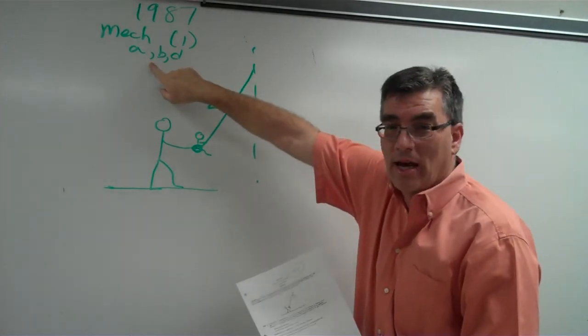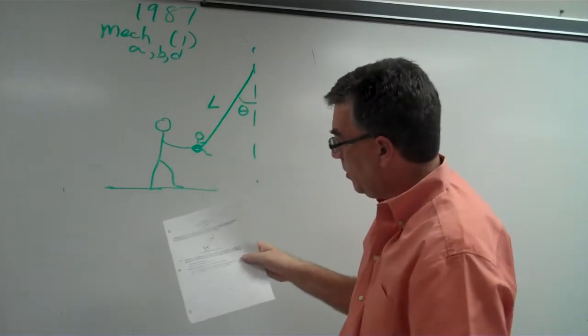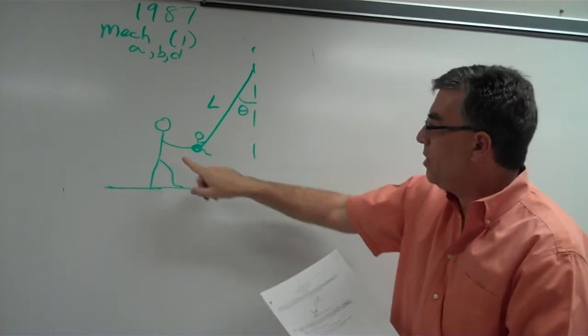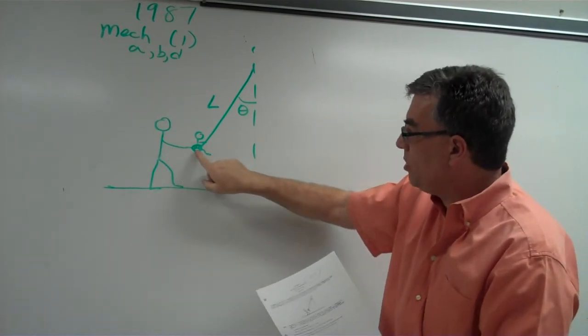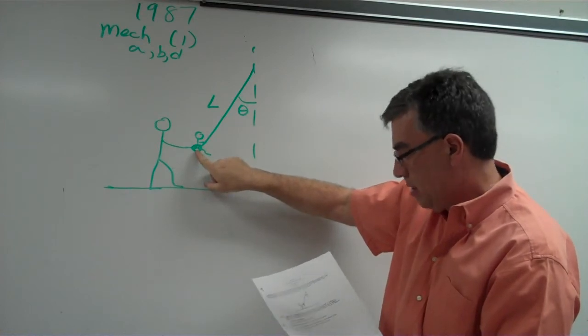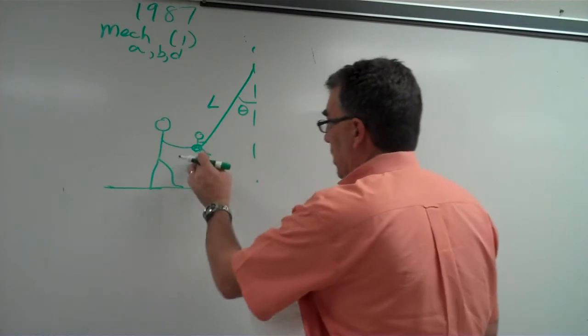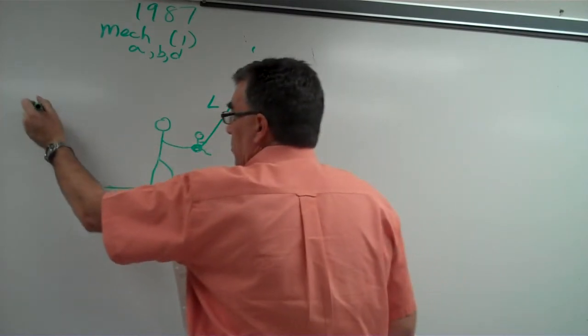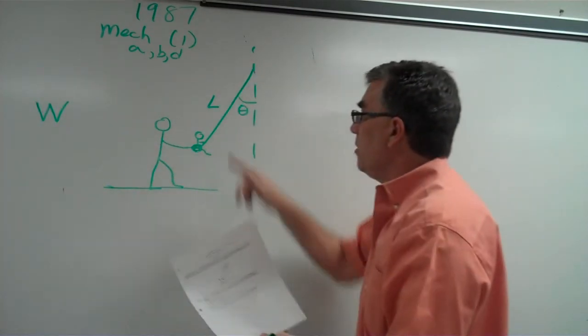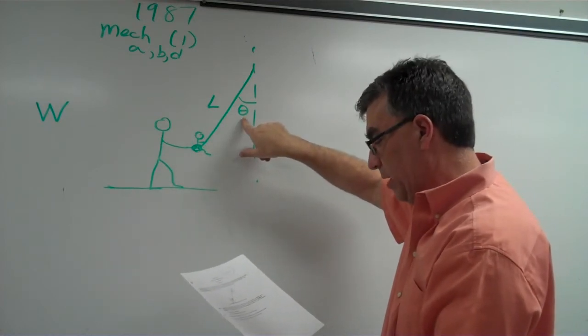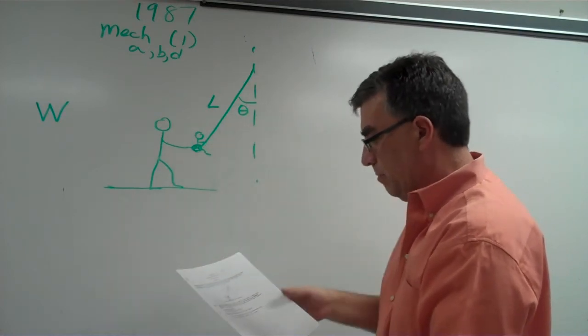But what I did is I found a problem here, and basically you can't really see it from this picture. It's got a guy pulling a kid back in a swing, and all they tell you is the child in the swing has a weight W. So they give you that much. They tell you the length of the swing is L, and they say he pulls it back at an angle of theta to the vertical.